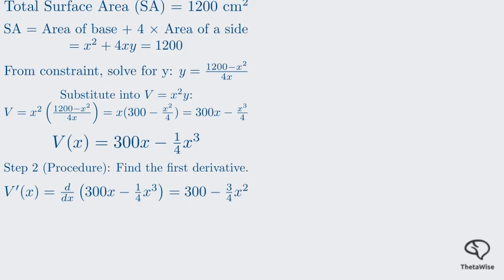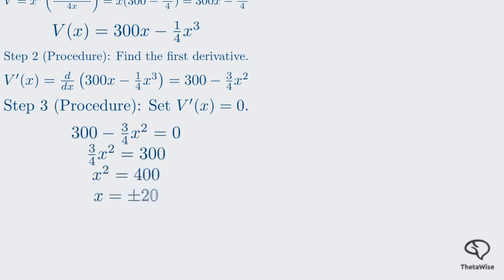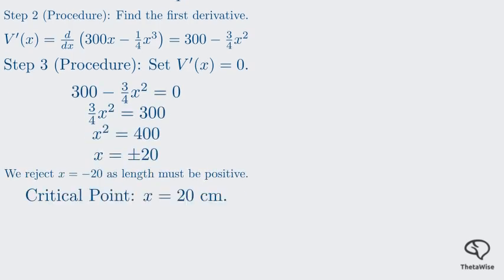And step 3, set the derivative to 0. We set 300 minus 3 over 4 x squared equals 0. Solving for x, we get x squared equals 400, which gives us 2 solutions: x equals 20 and x equals negative 20. Since x represents a length, we must discard the negative value. So, our only critical point is x equals 20 centimeters.